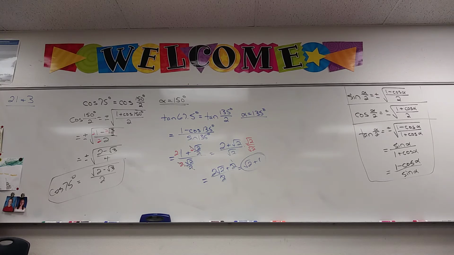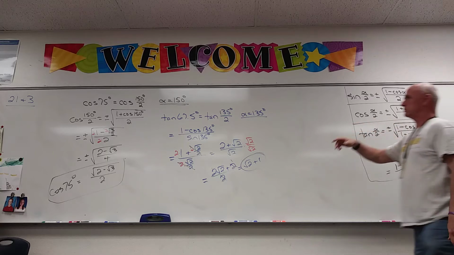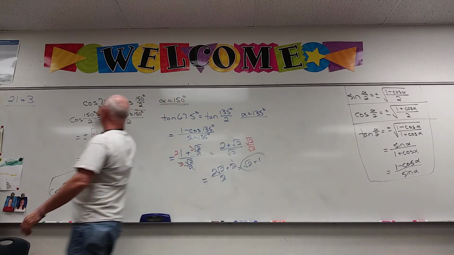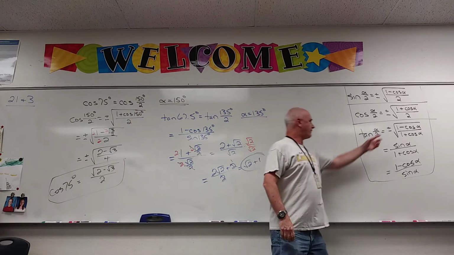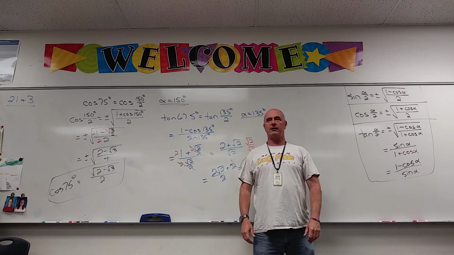Yes, sir? So you won't ever require us to use a certain formula? Well, I might say, like, not this one, but this one, we could have used the addition formula, right? Or cosine of 75 degrees, we could have gone cosine of 30 degrees plus 45 degrees. So in that regard, I might say, use the addition formula, or use the half angle formula. But I'm not gonna say, you need to use half angle formula number 2, or anything like that.